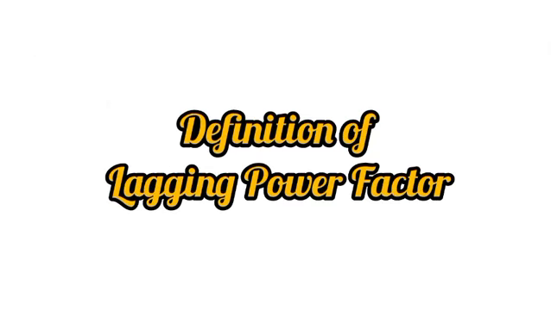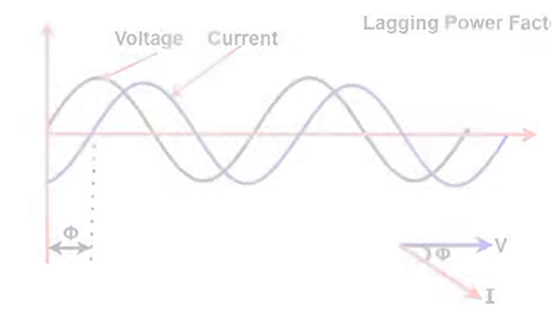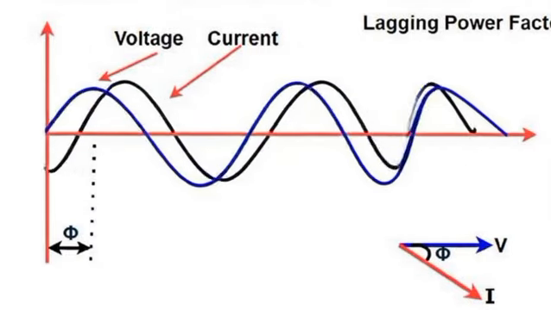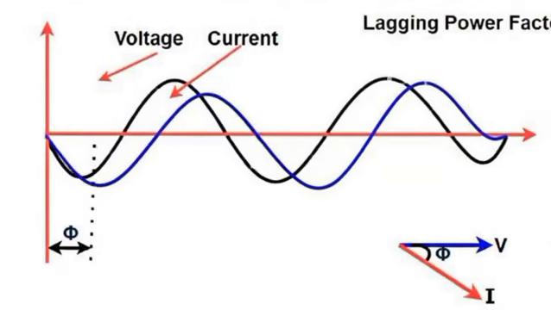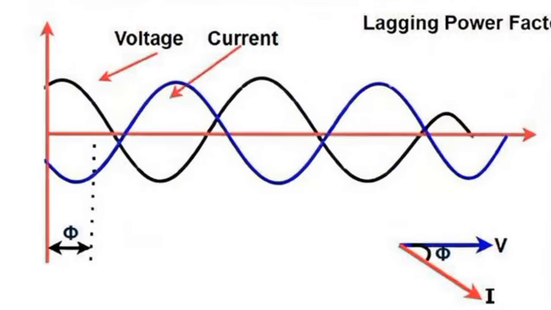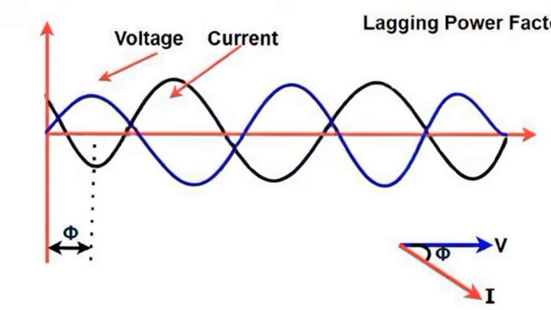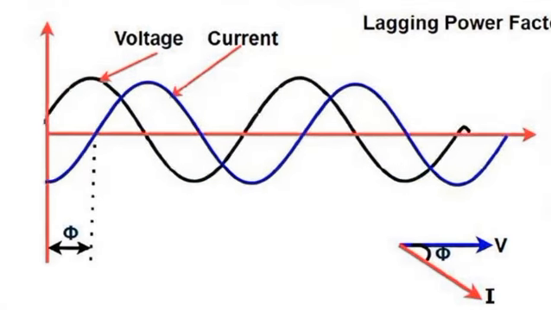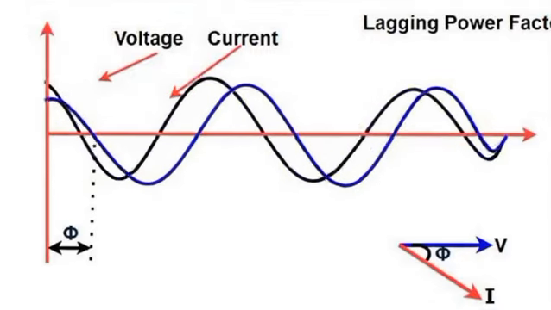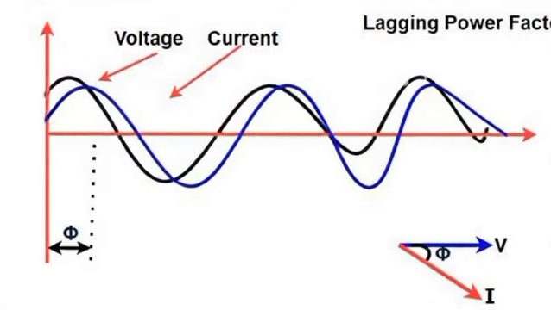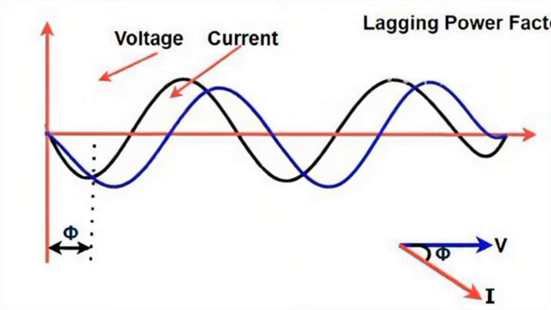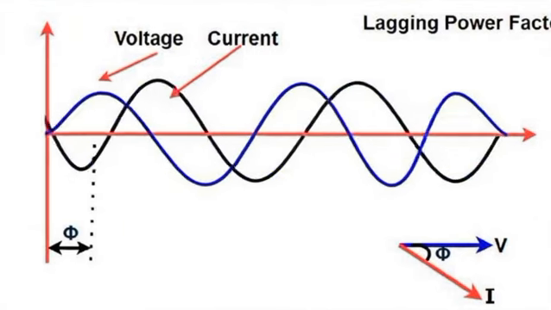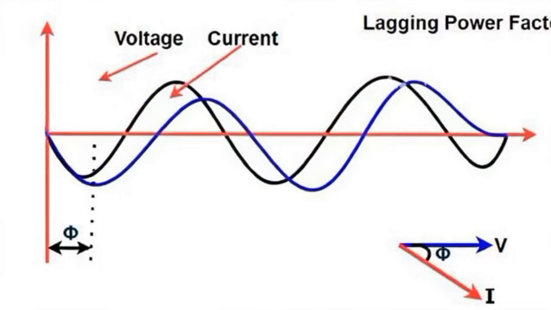Definition of lagging power factor. In AC circuits, lagging power factor is achieved when the load is inductive in nature. This is so because when a purely inductive or resistive inductive load is present, there exists a phase difference between voltage and current in which the current lags the voltage. Thus, the power factor of such circuits is of lagging nature.